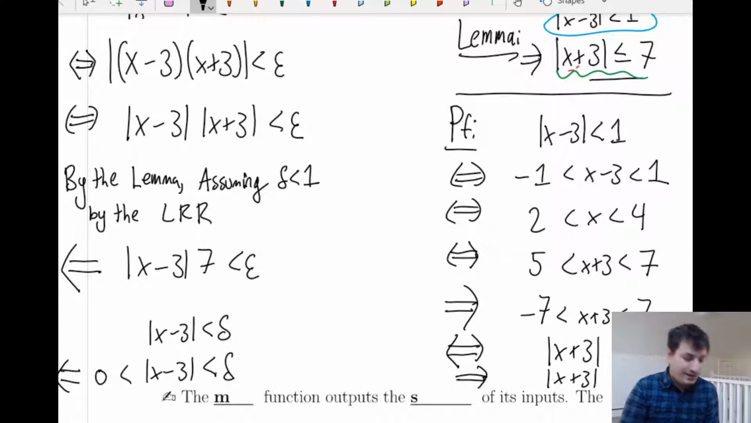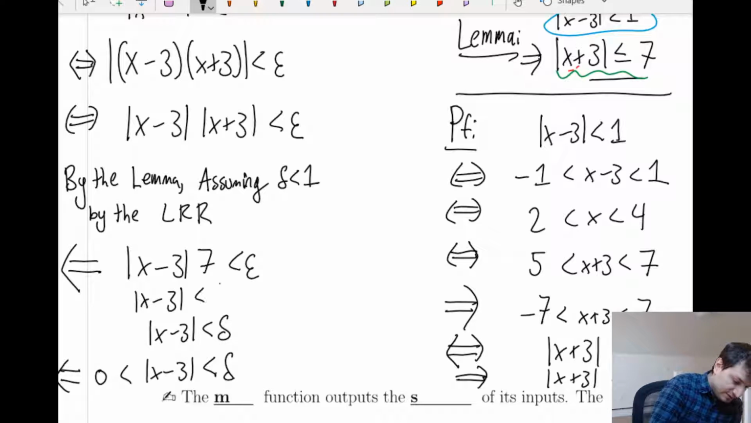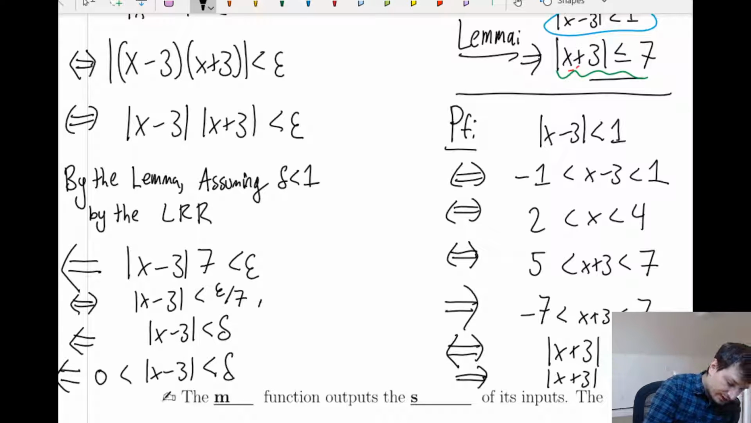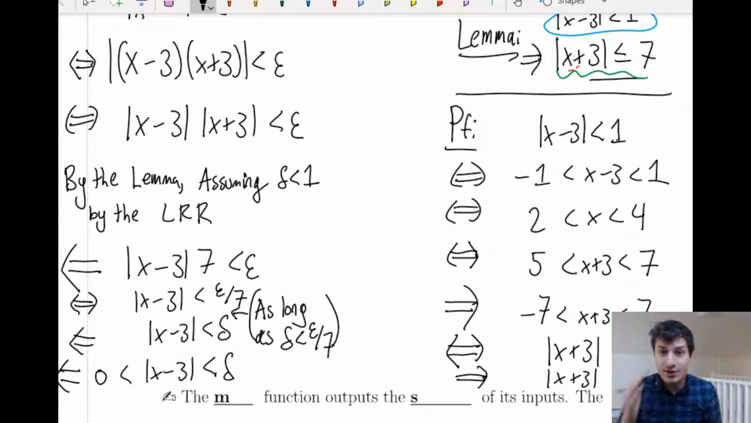That's what we've done. And so to go from here to here, we just move the 7 over. And to go from epsilon by 7 to the delta, this will work as long as delta is less than epsilon by 7. So that's the justification for this line right here. As long as delta is less than epsilon by 7, if you're less than delta, then you're definitely less than epsilon by 7. And this is a perfectly good proof.